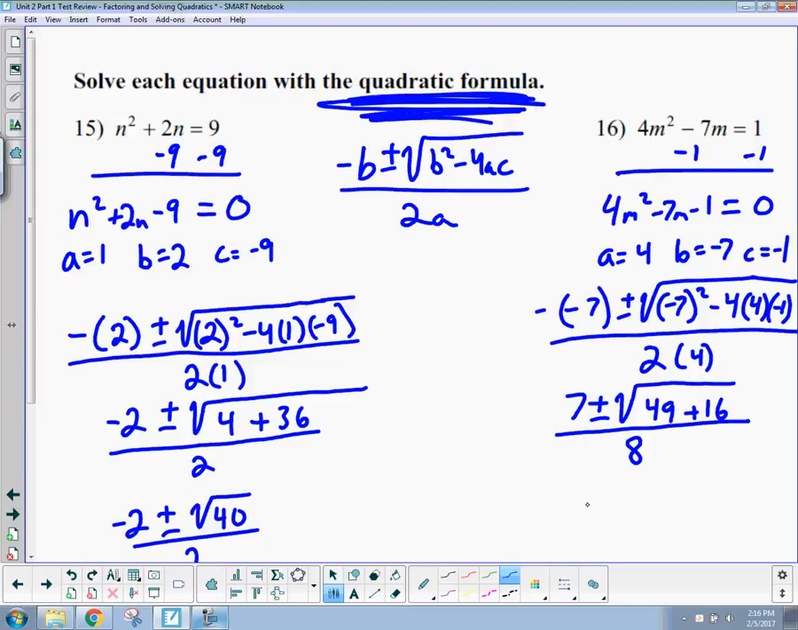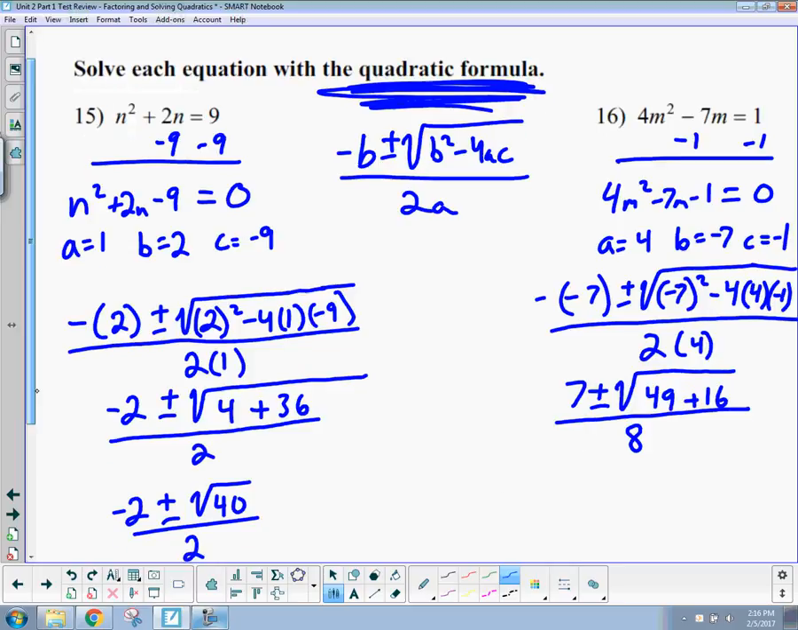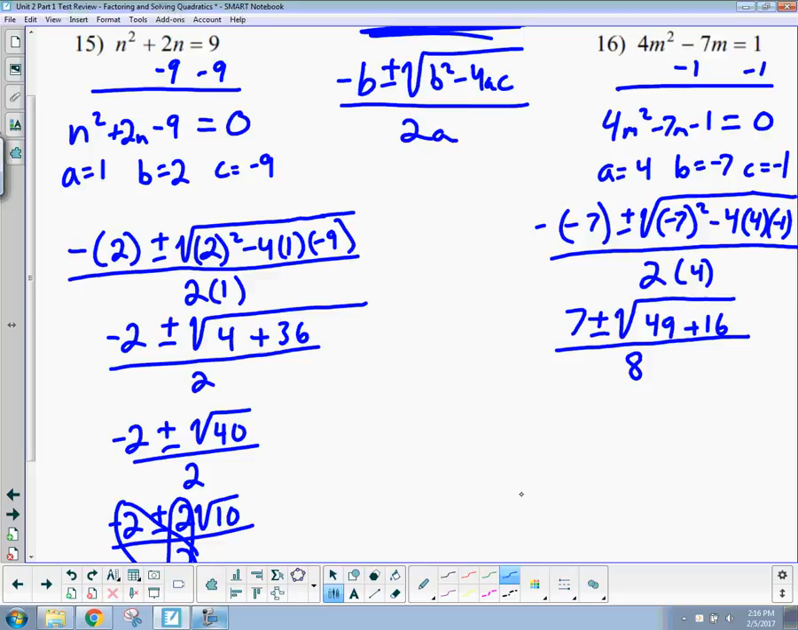Dagnabbit. I keep forgetting my calculator. It's not in the right mood. Mode, not mood, mode.